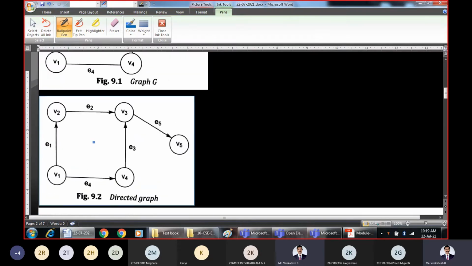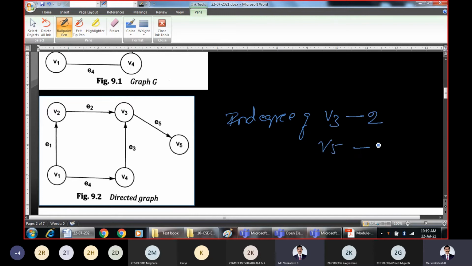For example, what is the in degree of V3 in this example? Two edges are ending there, E2 and E3, so the in degree is 2. The in degree of V5 is 1. The in degree of V4 is 1, right? The in degree of V2 is 1, because the number of edges joining there defines the in degree.